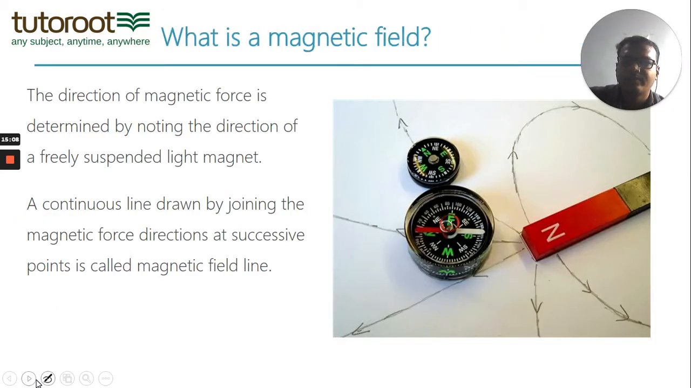Let's move ahead. So what's a magnetic field? Now we know that these magnetic forces are invisible, obviously we cannot see them, but we need some way to denote these on paper for better understanding. So how do we show magnetic force on a paper?